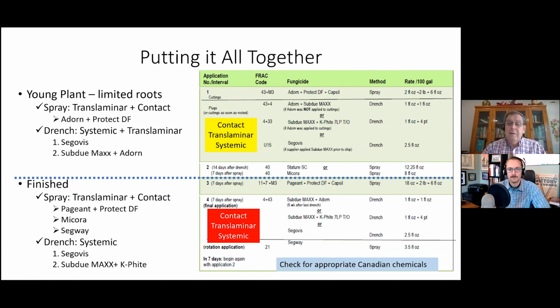So Bill, does that give us a good idea of what some suggestions are for whether you're growing young plants or finished? Does that make sense?